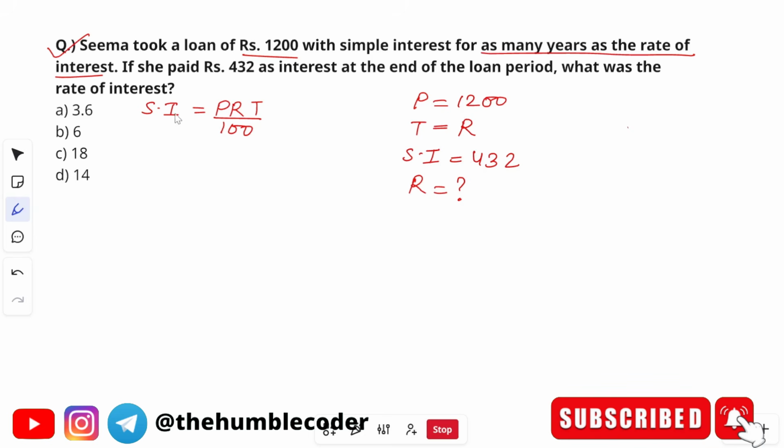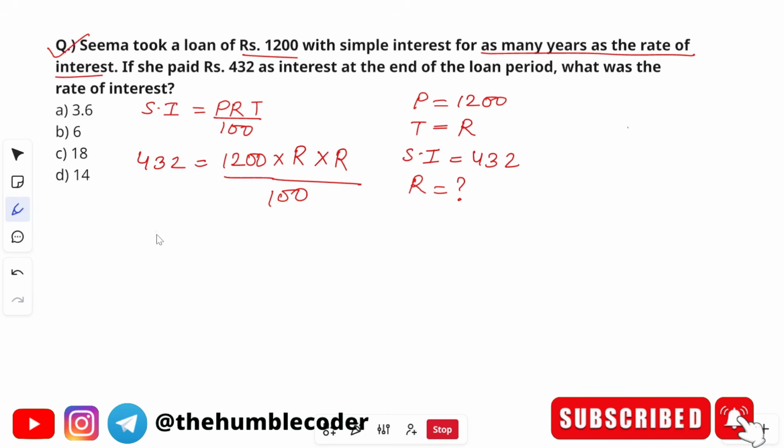First of all, simple interest value that we have is 432. So I will put 432 over here. Then principal amount that I have is 1200. So 1200 over here. R is the value that I need to calculate. So R I will put as it is, and T value is given to me in the question that T is equals to R. So I will also put T as R. Then in the denominator I have 100.